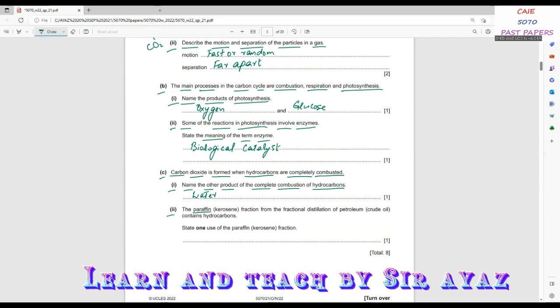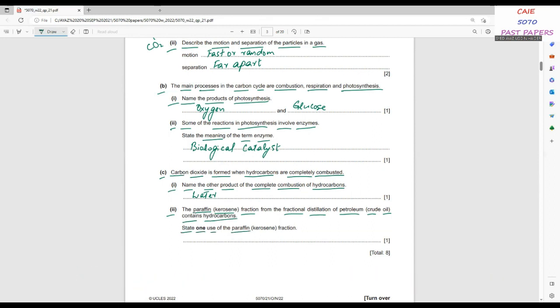Number two, the paraffin kerosene fraction from the fractional distillation of petroleum, crude oil contains hydrocarbons. State one use of the paraffin kerosene fraction. We know that kerosene is used in jets as jet fuel. So you'll write jet fuel or aircraft engines.